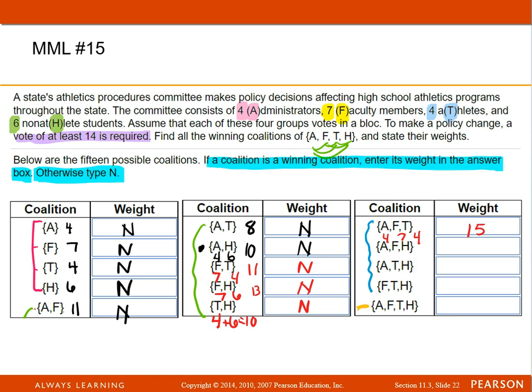A is 4, F is 7, and H is 6. That adds up to 17. There's another winning coalition. A is 4, T is 4, and H is 6. That adds up to 14. Ding, ding, ding. F is 7, T is 4, H is 6. That adds up to 17. Another one. And then 4 and 7 and 4 and 6 is 21.